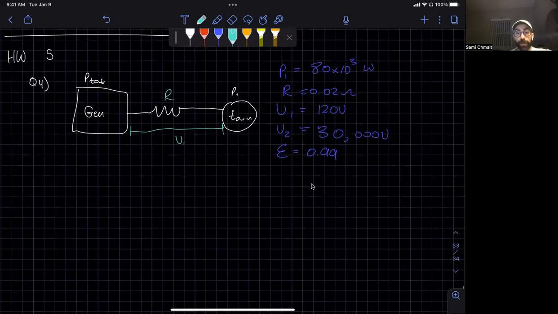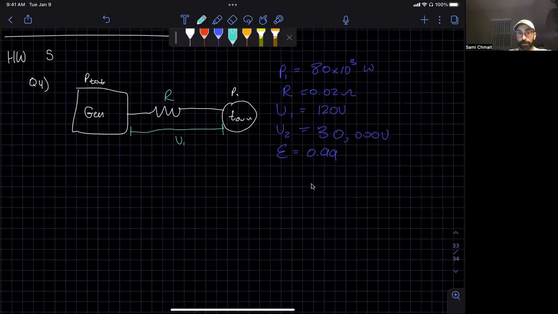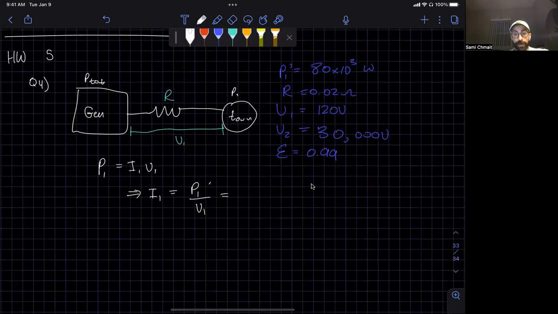So the first thing we're going to need to solve for is what I1 is equal to. And to solve for I1, actually, I'm going to call this P1 prime, and we'll see why in a little bit. And to solve for I, we're going to need to use our equation like this, rearrange, solve for I, where I is going to be equal to P1 prime over V1. Okay, and that will come out to be some value. And for now, I'll just call it X, and I'll pause the recording and plug everything in, and I'll rewrite it.